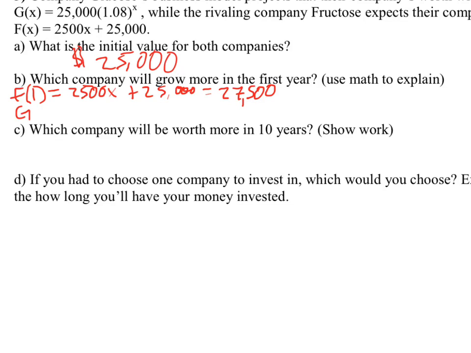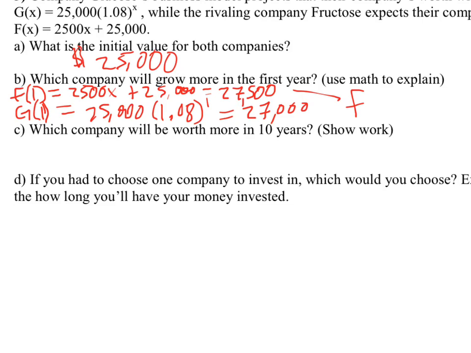For that one, the G of 1, you're looking at 25,000 times 1.08 to the first power, which when you do that is going to give you $27,000. So which company? It's going to be the fructose company. And I just showed it right there with the math.